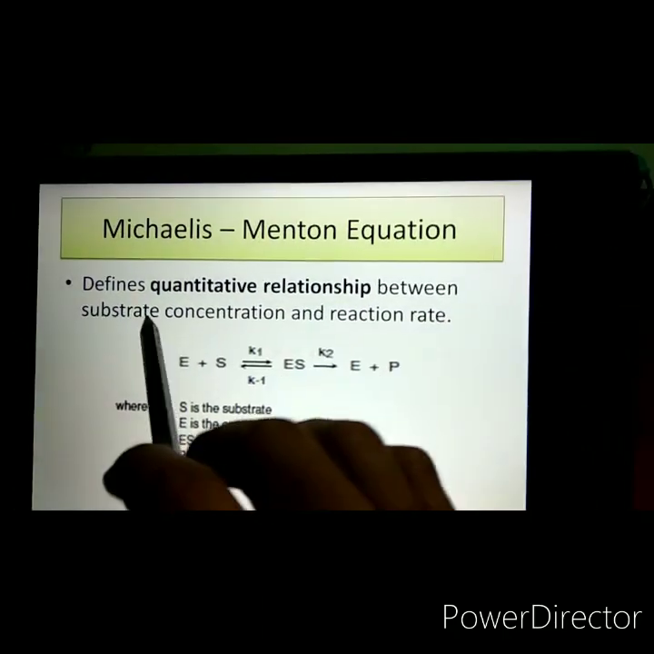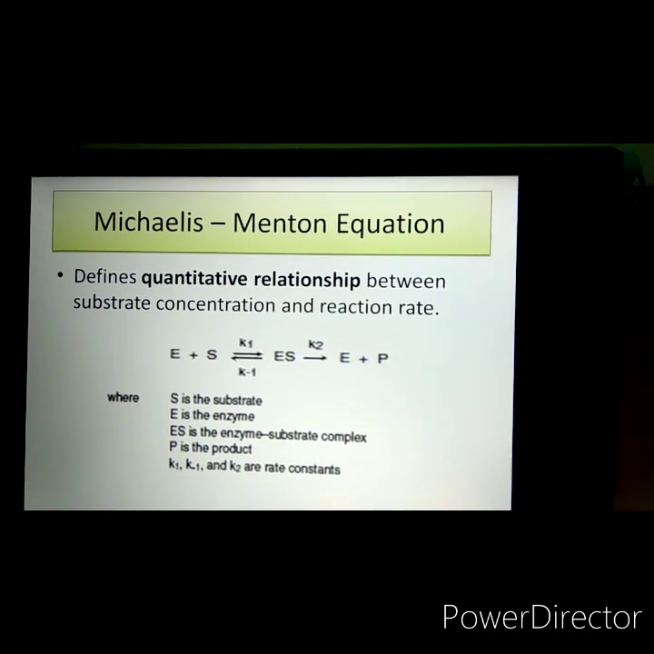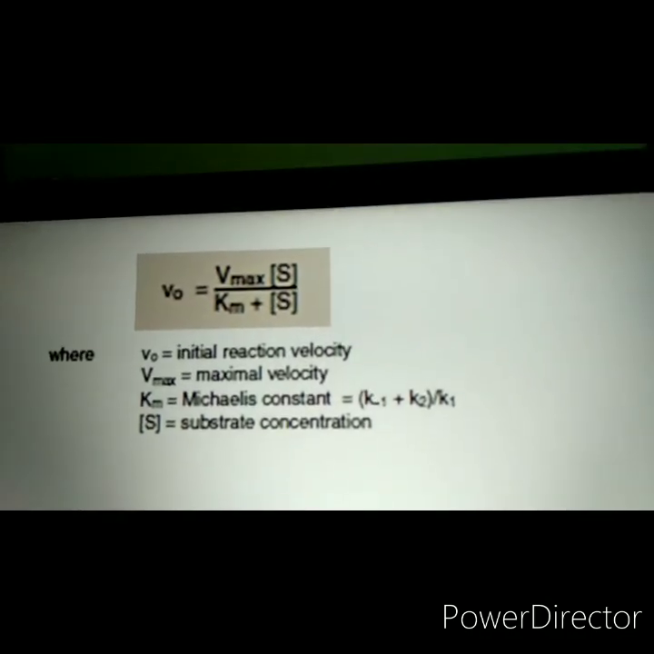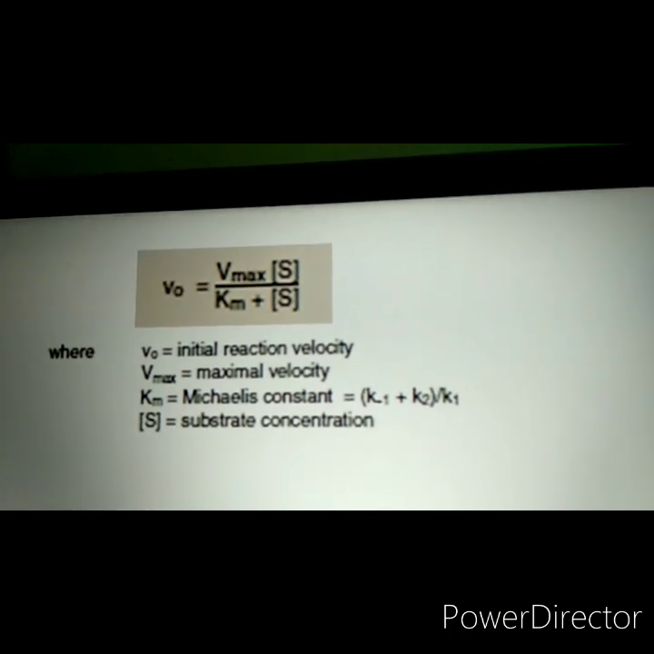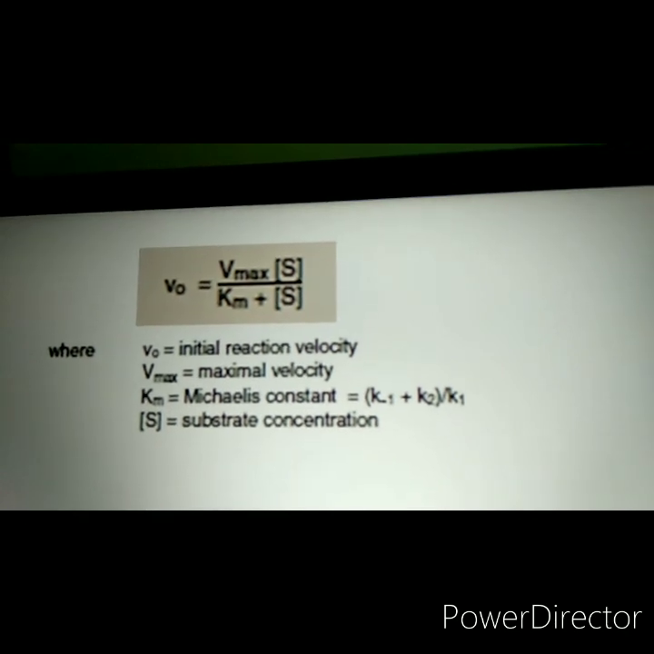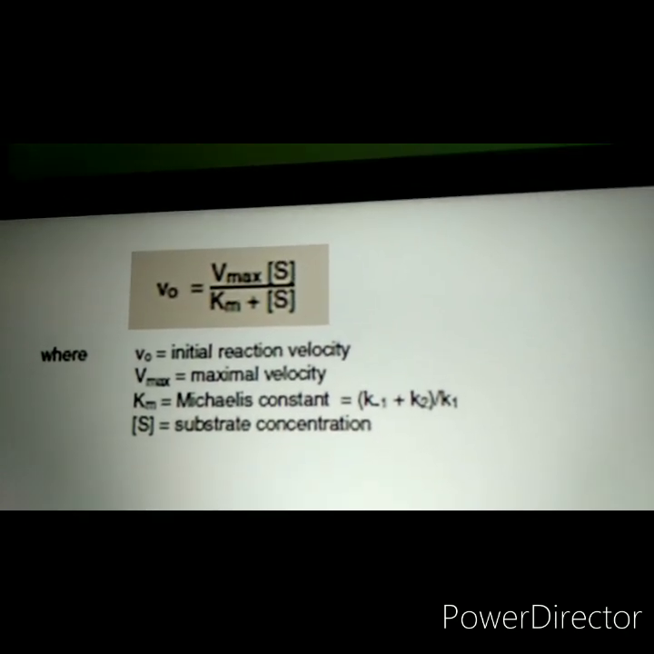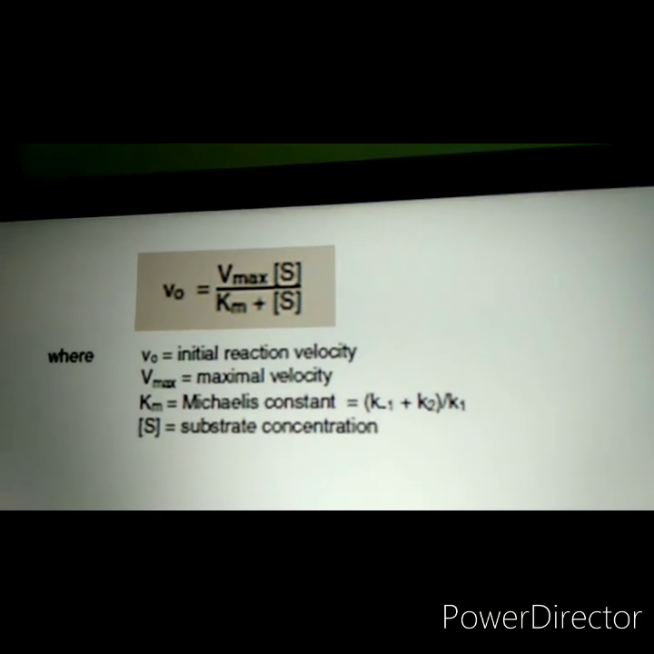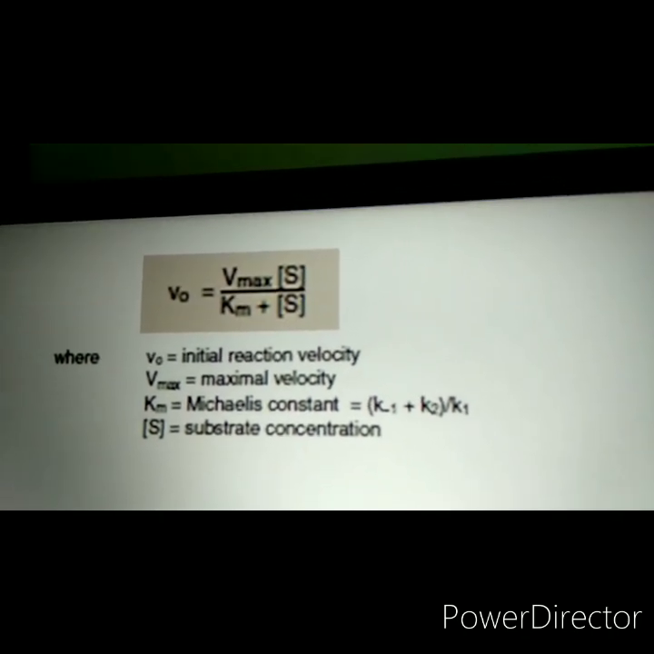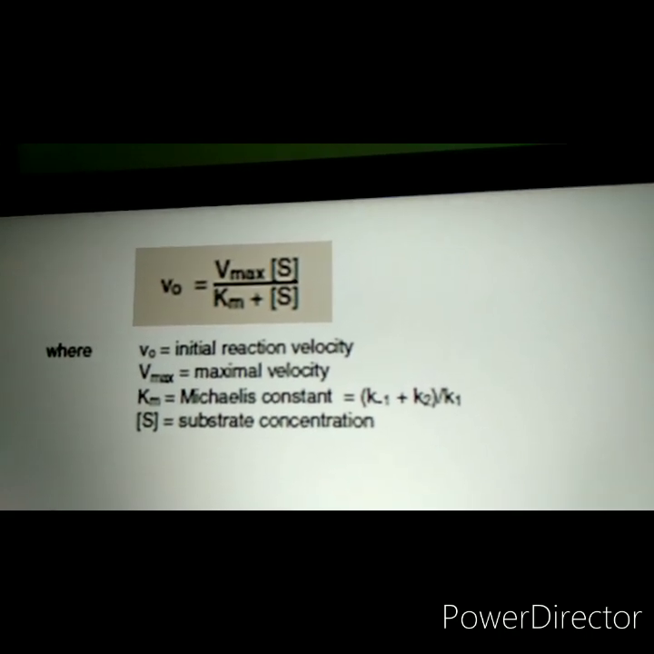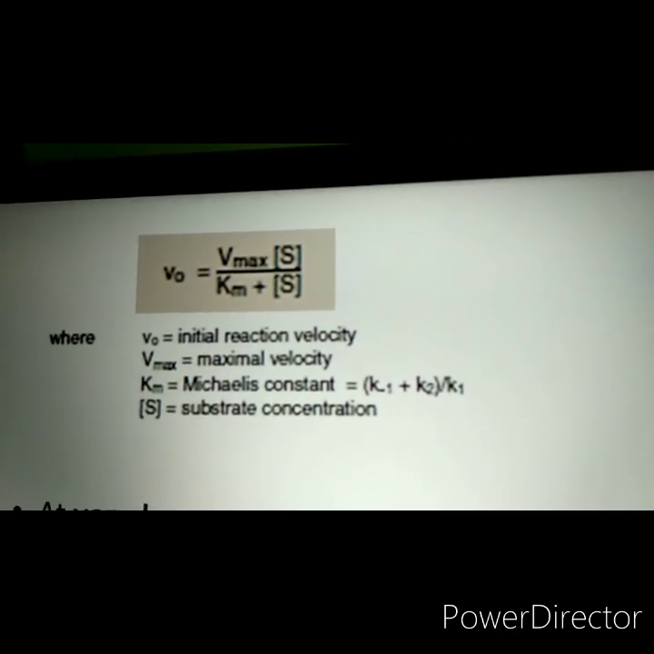Now we will see how to derive the Michaelis-Menten equation. This is the final equation: V naught is equal to V max into S divided by Km plus S, where V naught is the initial reaction velocity, V max is the maximum velocity, Km is the Michaelis constant, and S is the substrate concentration. We will see how to derive V naught equals V max S divided by Km plus S.